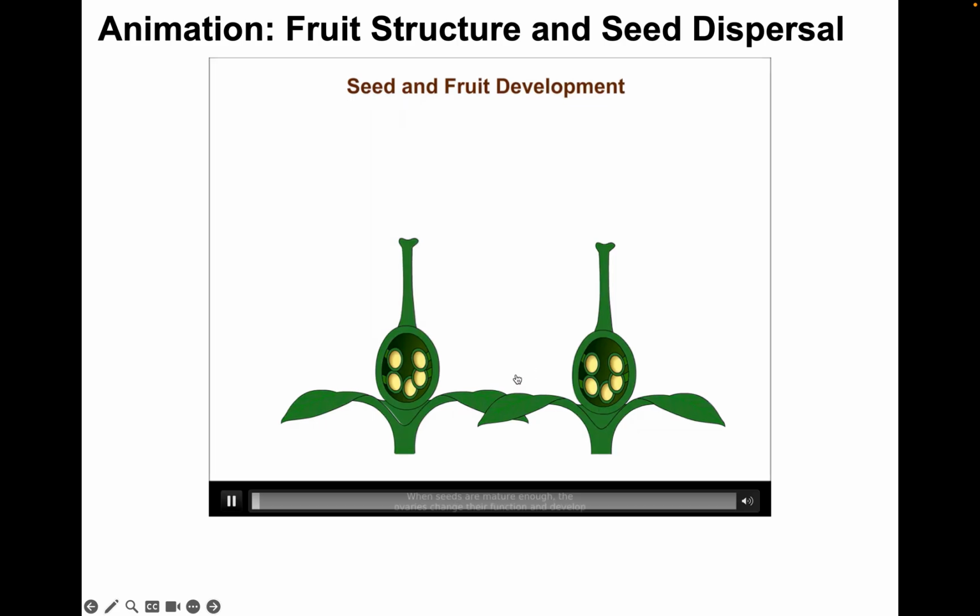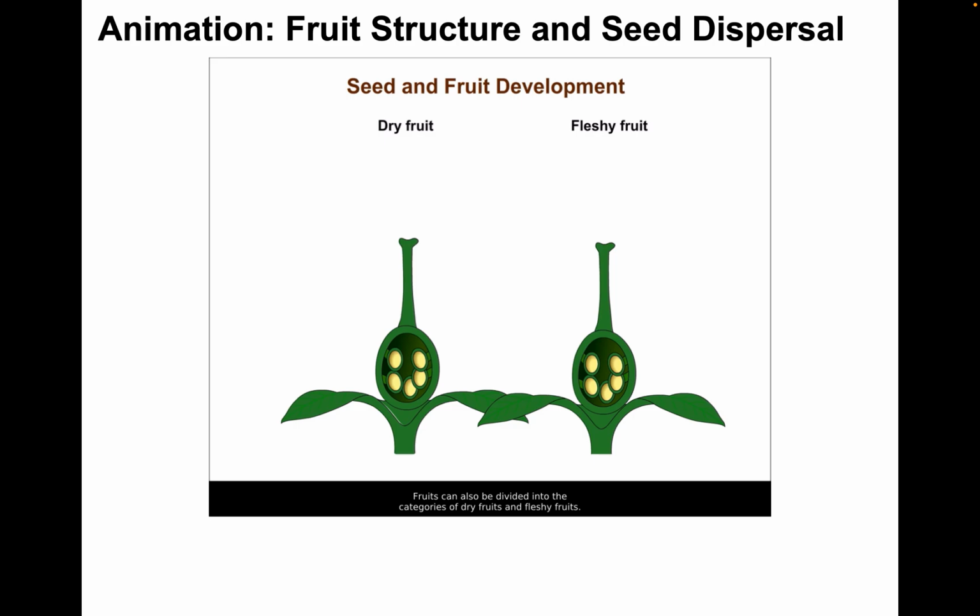When seeds are mature enough, the ovaries change their function and develop into seed-dispersing structures called fruits. There are many patterns of fruit development, depending on the number of carpels, ovaries, and flowers that form one fruit. Fruits can also be divided into the categories of dry fruits and fleshy fruits.